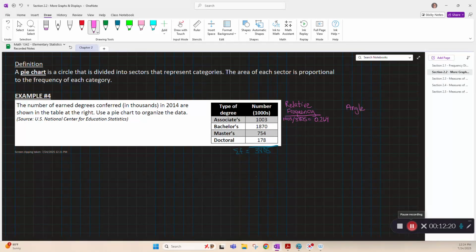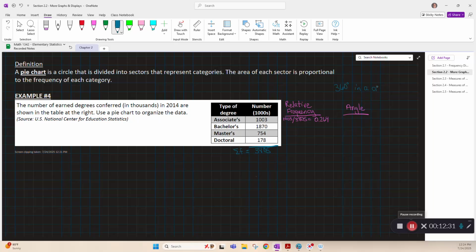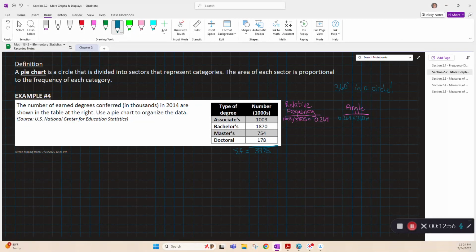How many degrees are in a circle? Well, there are 360 degrees in a circle. So I need to do 0.264 times 360. I'm going to come to my calculator and multiply this by 360, and I get 94.89. So like 95 degrees basically is how big this sector needs to be. 95 degrees.